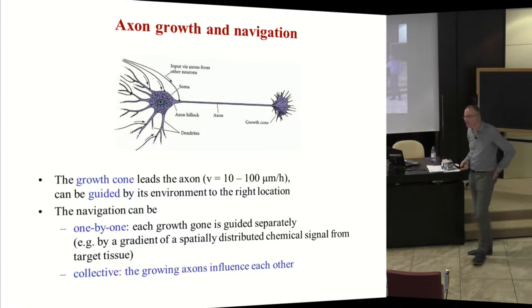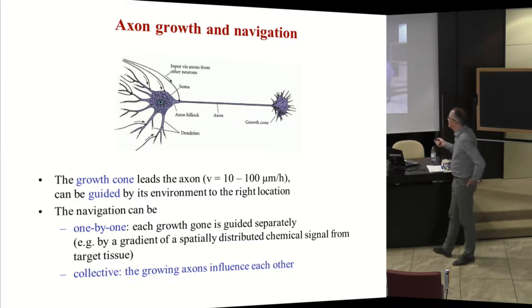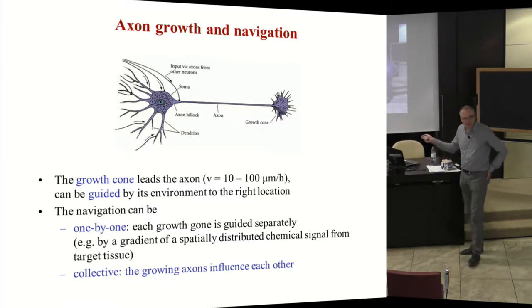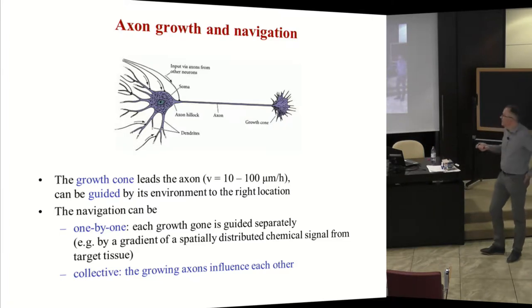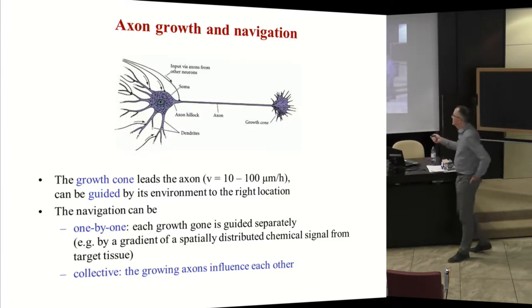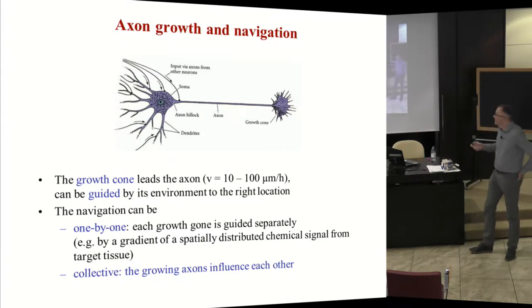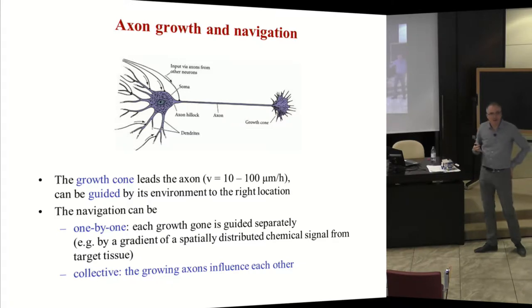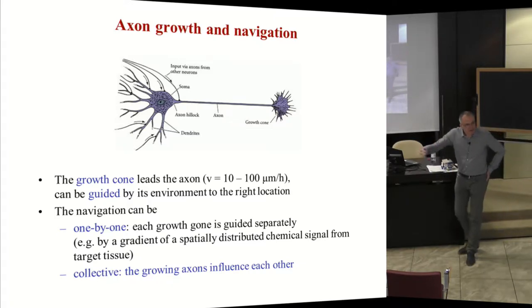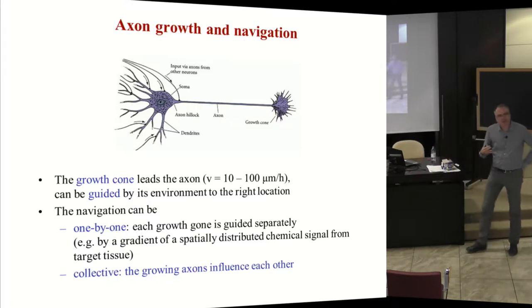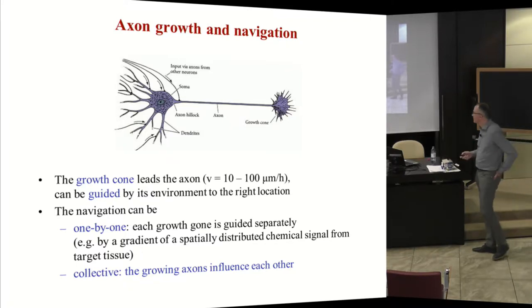One is when each growth cone is independently feeling the external environment and is guided somewhere. The second possibility is when you have multiple axons growing, of the same type or of different types, and while they are growing, they interact with each other in some way. Then the axon navigation and targeting becomes a collective phenomenon. And this is what I will be speaking about today.